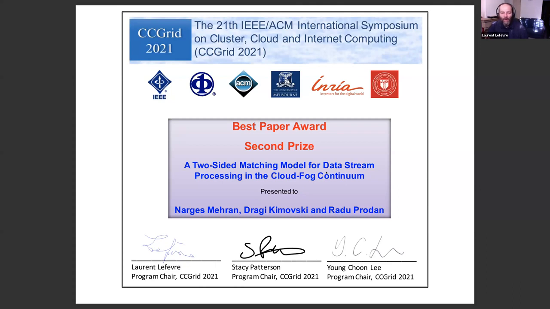So this is the official moment. Narges and Draghi and Radu, co-authors of the paper Two-Sided Matching Model for Data Stream Processing in the Cloud to Edge Continuum, you officially received the Best Paper Award, second prize, for the conference CCGrid 2021, and congratulations. This is a virtual plaque. You will receive officially the real plaque through postal service, and you also receive a money prize of $500 that you have to share with your co-authors. You will have to decide how to share that. Thank you. This can be a nice negotiation.